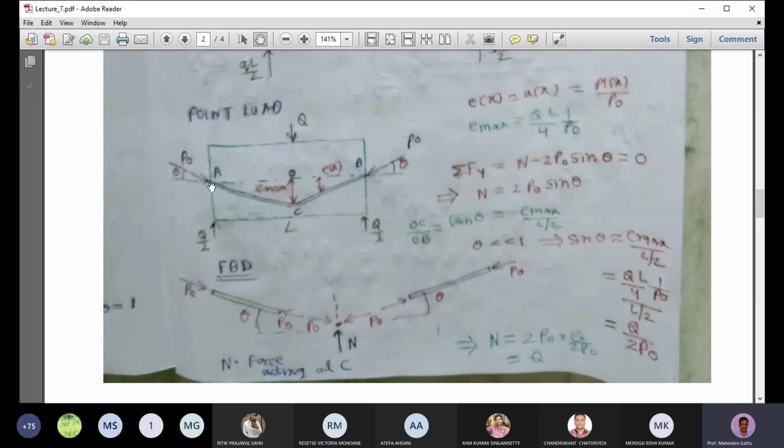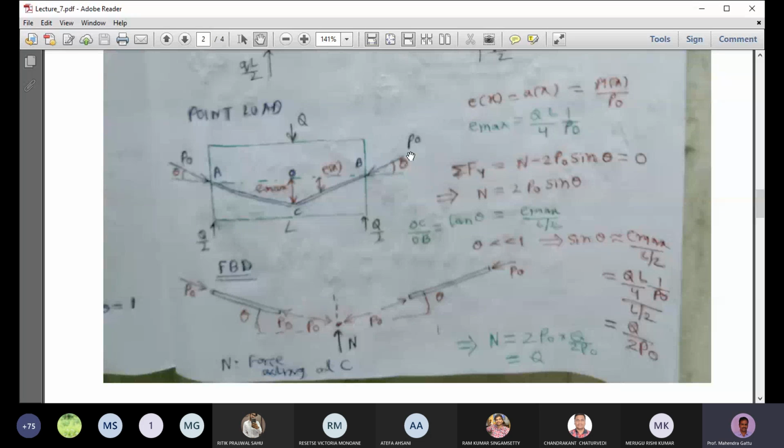And yesterday we had done that analysis. We found that we had to lay out the cable in this fashion, and that the bending moment diagram was a triangular section. So we had to lay out the cable in this way. We found that the eccentricity E of x, which is M of x by P naught, gives us the Emax value, which occurs at the center. The bending moment at the center is QL by 4, so Emax will be Mmax by P naught, which is QL by 4 P naught.